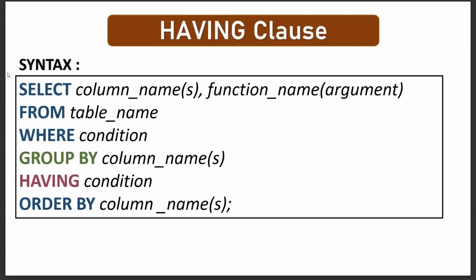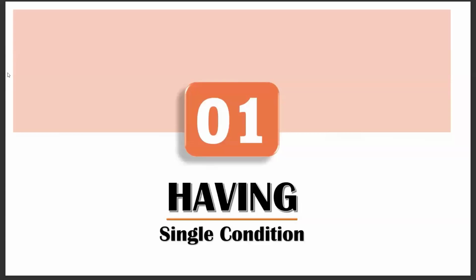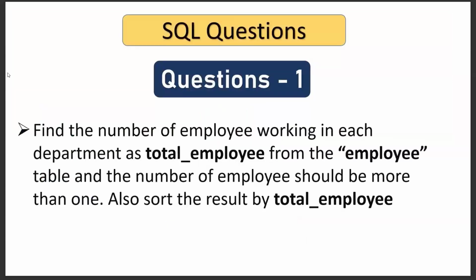And this is the full-fledged syntax of your select command. If you see, select column list from table name where condition. See the green color, group by, and it is always immediately followed by having. So it is the order, okay, WGHO is the order. Now, having with single condition.